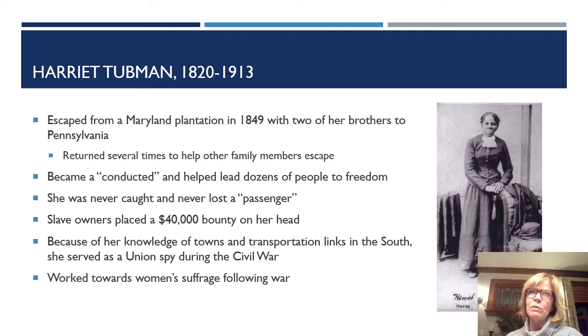We don't know. I mean, some people over exaggerate, saying like 300. Others say it's maybe about 60. She probably doesn't know. But she was very successful. She never got caught. She never lost a passenger. And for that, there was a bounty of $40,000 on her head. She was so knowledgeable about all the paths and the cities and the towns in the South that she was used kind of as a spy or an intelligence source during the Civil War. And then after the Civil War, she worked for suffrage and for women, and then also to end discrimination against Black people.